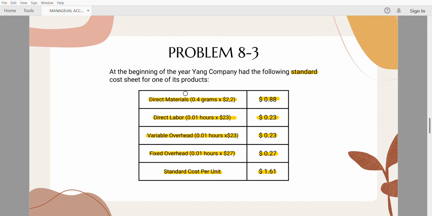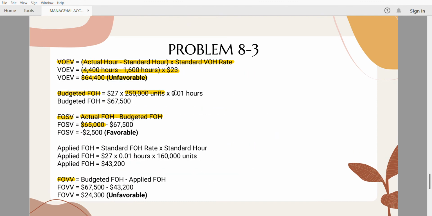And then we go and see the table. Fixed overhead is 0.01 hours times $27. So we put in 0.01 hours with $27, and we get $67,500. So we put in 67,500, and we get minus $2,500, and it's favorable since it's minus. Okay, next one is FOVV. We have the formula of budgeted FOH minus applied FOH. Budgeted FOH was calculated before, and we have it.